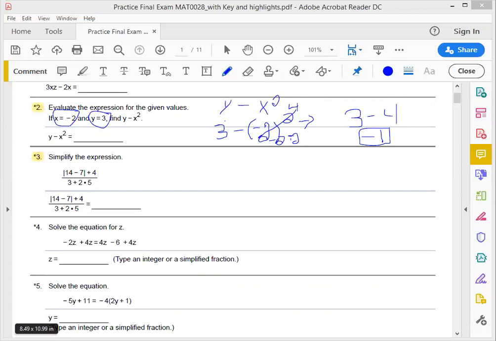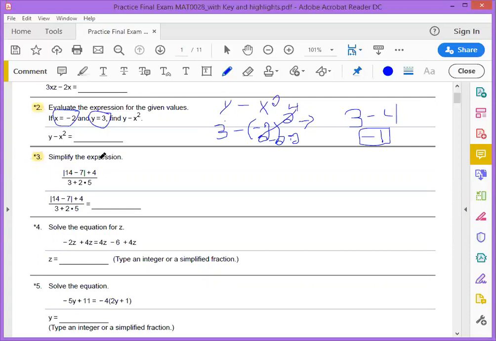All right, let's look at number 3. Number 3 asks us to simplify this expression, and using brackets, we have the absolute value of 14 minus 7 plus 4, divided by 3 plus 2 times 5. So looking at our numerator, the absolute value of 14 minus 7, first we need to subtract. 14 minus 7 gives us 7. We'll keep our vertical lines around 7.